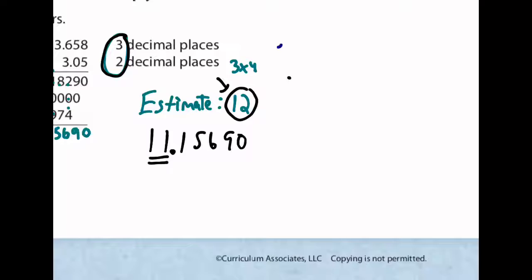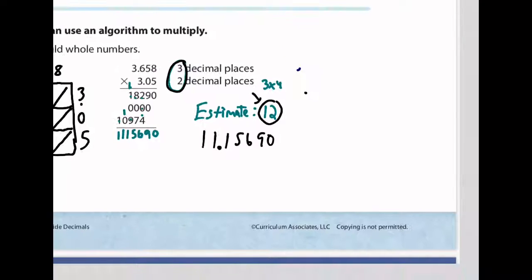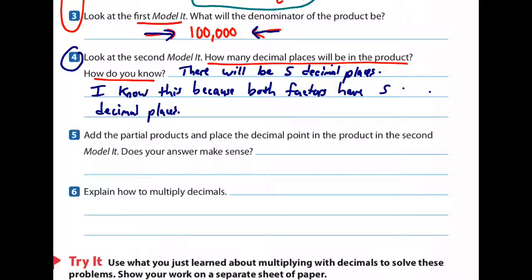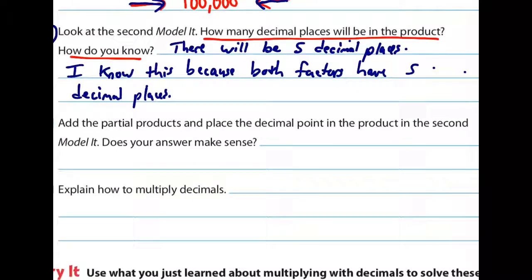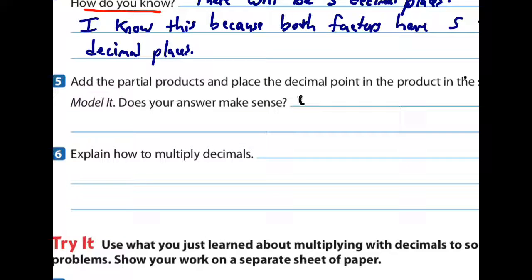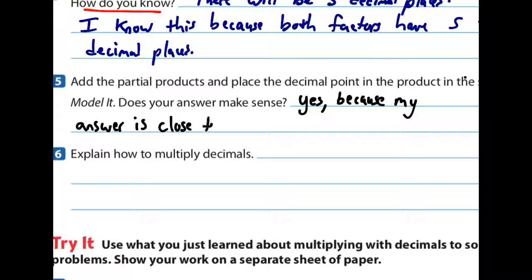So now, let me go back and answer the question. I added my partial products and I placed the decimal point. Does your answer make sense? And yes, it does. And I'm going to say because my answer is close to my estimate. Okay, that's how I know my answer makes sense.